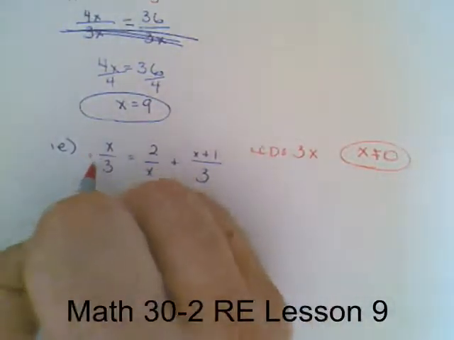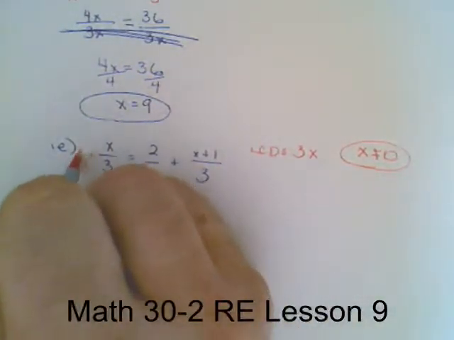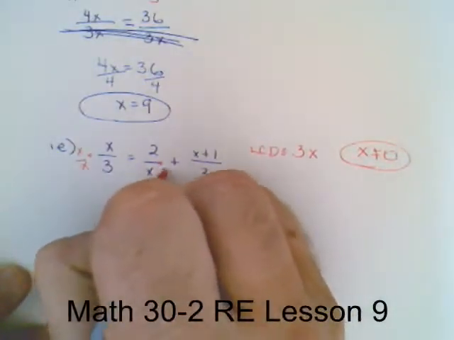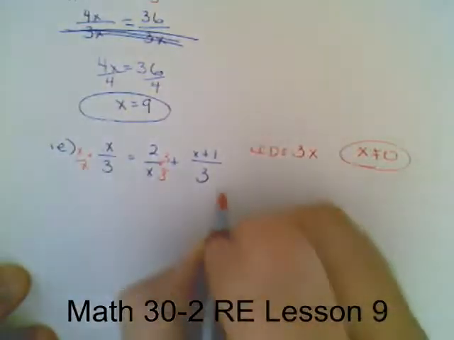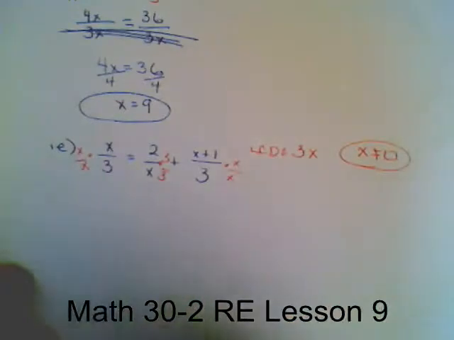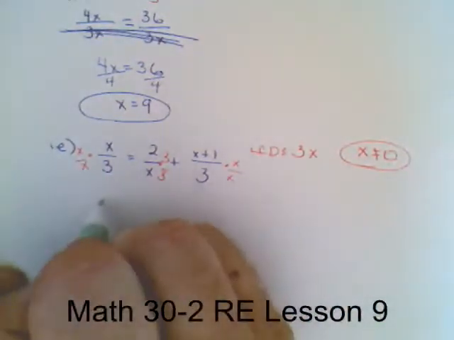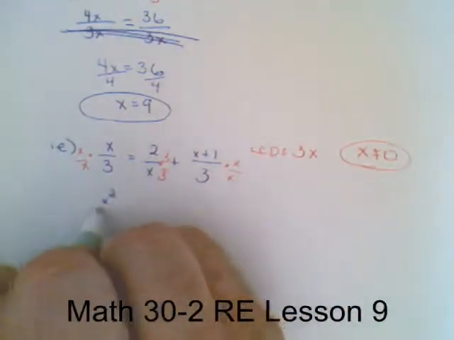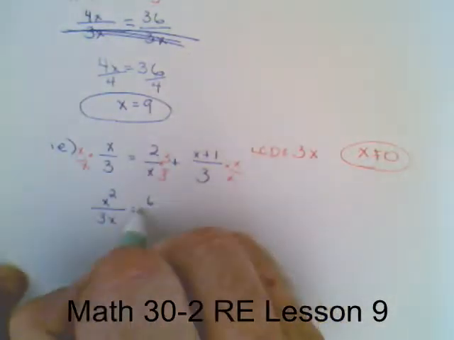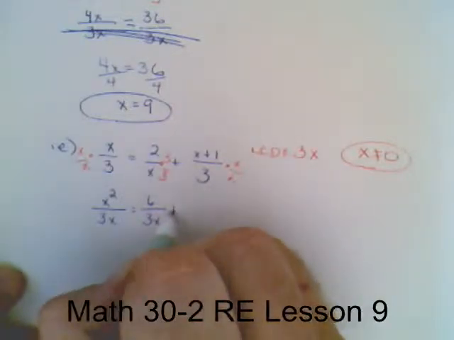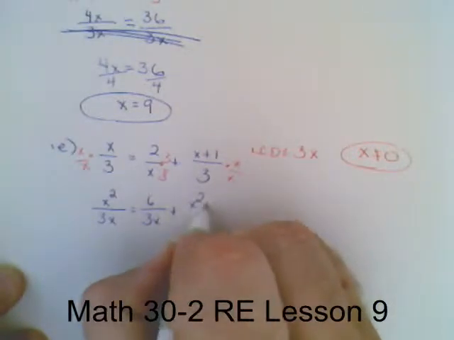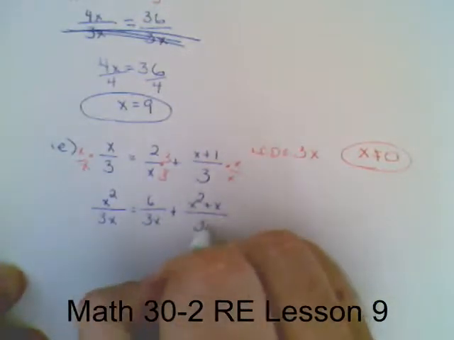To make 3x here, I'm going to multiply by x. Here, to make 3x, I'm going to multiply top and bottom by 3. Here, to make 3x, I'm going to multiply top and bottom by x. What I end up with is x squared over 3x equals 2 times 3 is 6 over 3x plus x times x plus 1, the x distributes through, I get x squared plus x over 3x.